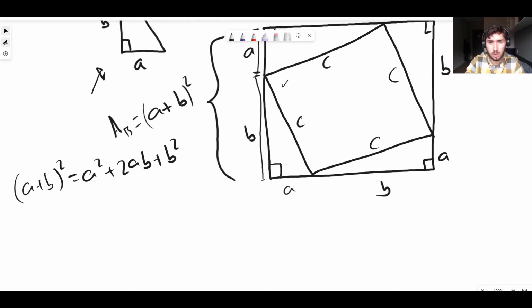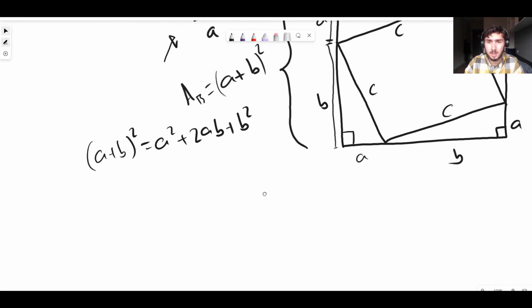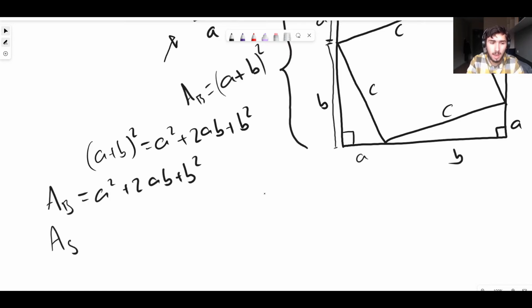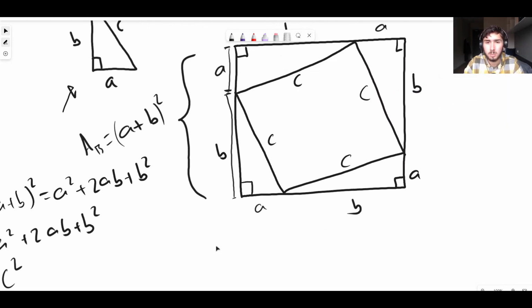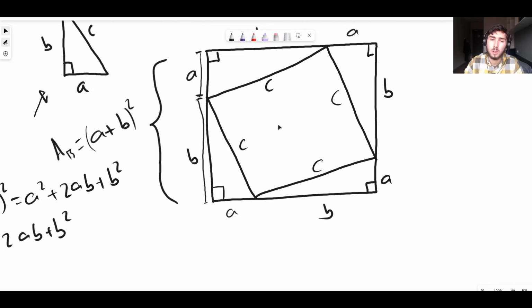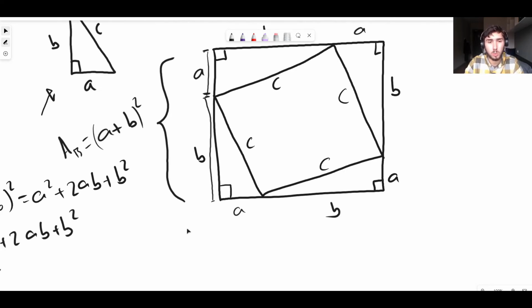Now, what about the area of the smaller square? This slanted one that comes through this area. Well, the side lengths of this square are c. First of all, I'm going to rewrite that AB, the big square, has an area of a squared plus 2ab plus b squared. And I'm going to write the area of the small square as AS, where the s comes from small. It is c times c, which is c squared. The reason is because the lengths on this small square are c, so it must be c times c for the area.